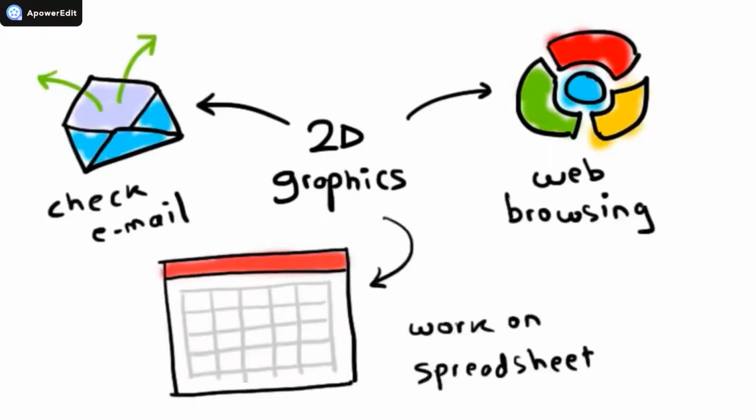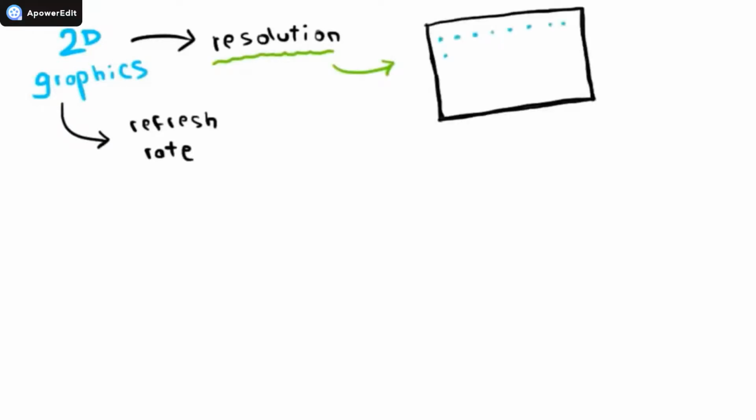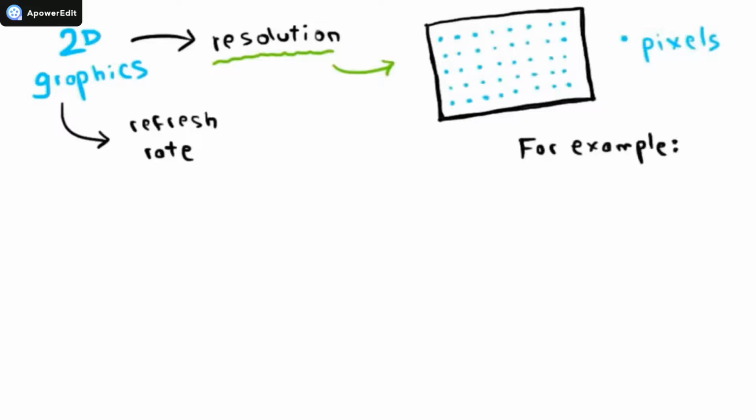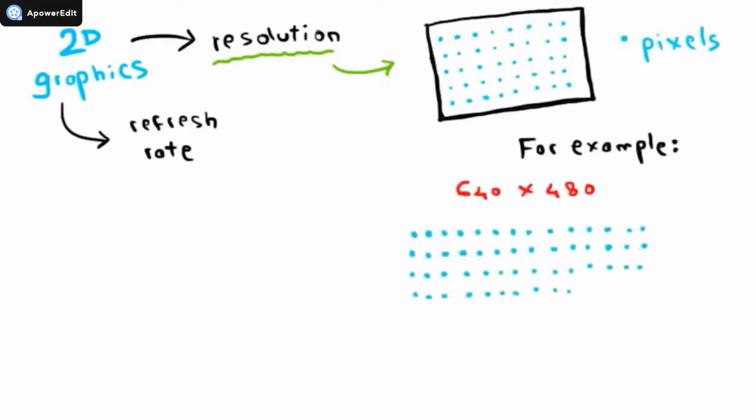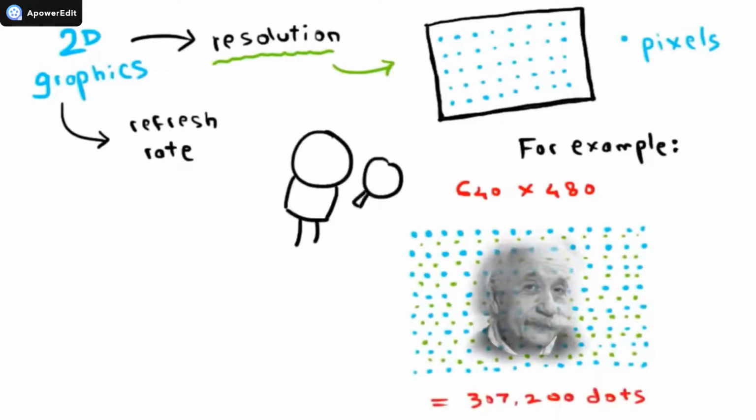on a spreadsheet. For 2D graphics, the major factors are resolution and refresh rate. Resolution determines how many little dots are used to draw the image on the screen, which are called pixels. For example, 640 by 480 means that the whole screen is drawn using 307,200 little dots, in 640 columns and 480 rows. The more dots that are used, the finer the detail, and refresh rate refers to how many times per second the image on the screen is redrawn.